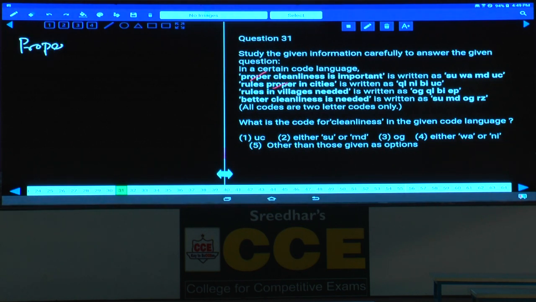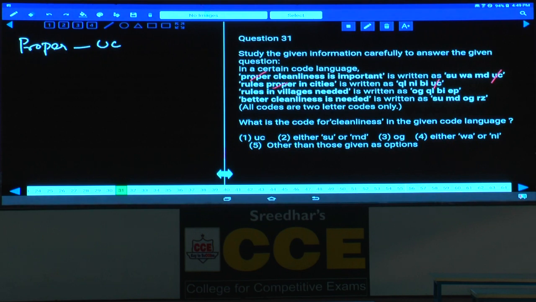Then what is the code given to the word proper? Tell me here. SU WA MD and UC. SU WUC, hence UC is the code which is common, and the code to the word proper is UC. Then if you compare the first one and the third one, cleanliness is important and no word is common between the first and the third statements, hence we cannot compare these two.